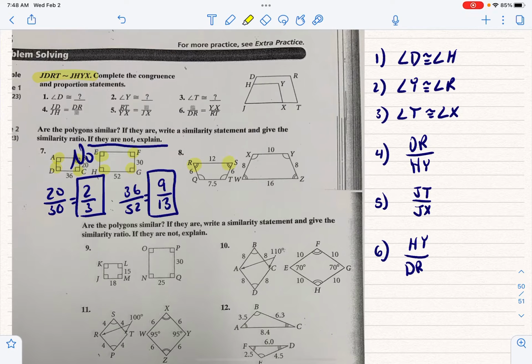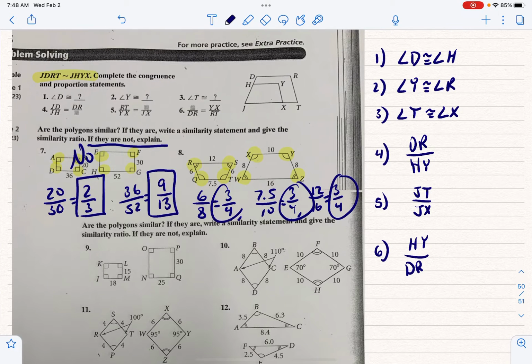Again, here we go. Okay, this angle is congruent to this angle, which is congruent to this one, congruent to this one. And then this one's congruent to this one, congruent to this one, and this one. So we've got these isosceles trapezoids, and the corresponding angles are congruent. We're good there. So now we've got to check to see if the corresponding sides are proportional. The smallest side here, 6 is to 8, and that would reduce to 3/4. Then we've got the top, which would be 7.5 is to 10, and that also reduces to 3/4. And then the bottom, which would be 12 over 16, which also reduces to 3/4. So we got 3/4, 3/4, and 3/4. And then all the corresponding angles are congruent, so therefore we have similar figures, but we've got to name it.